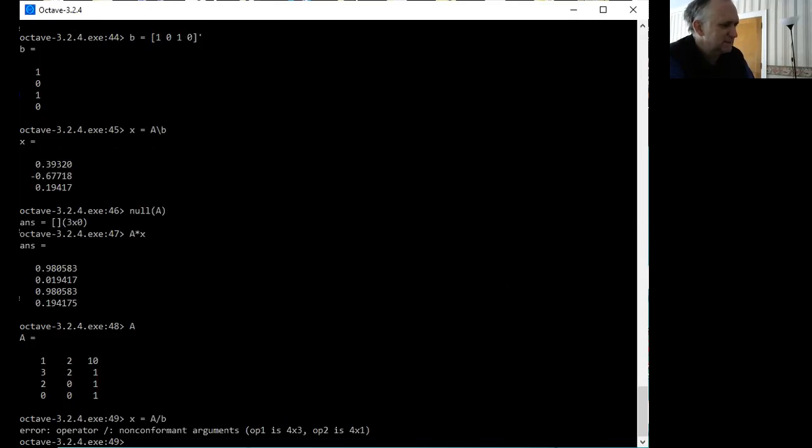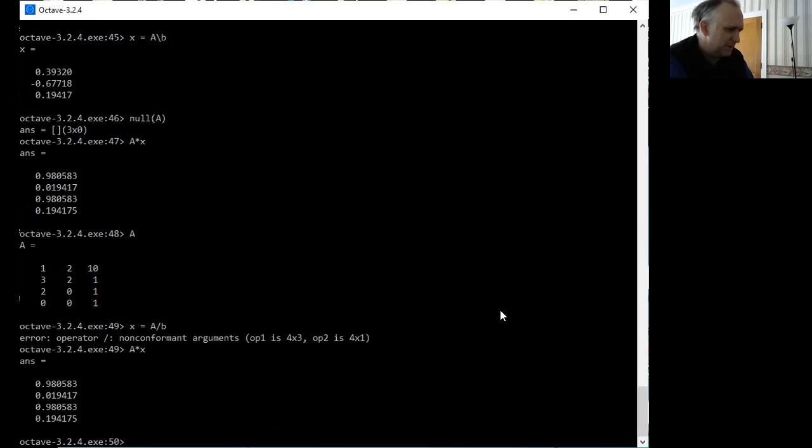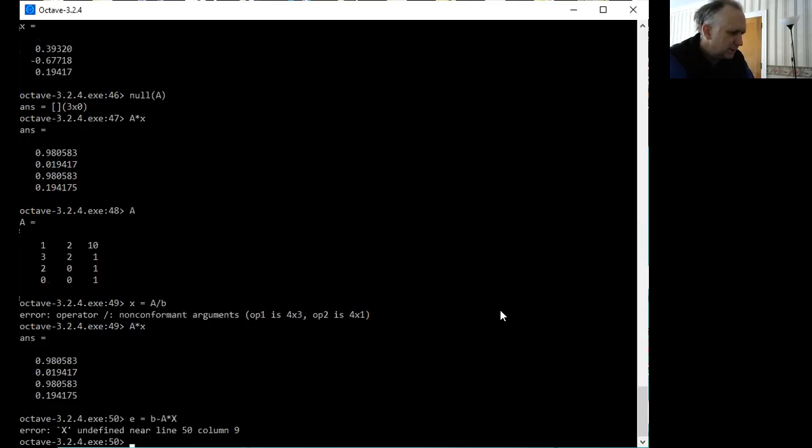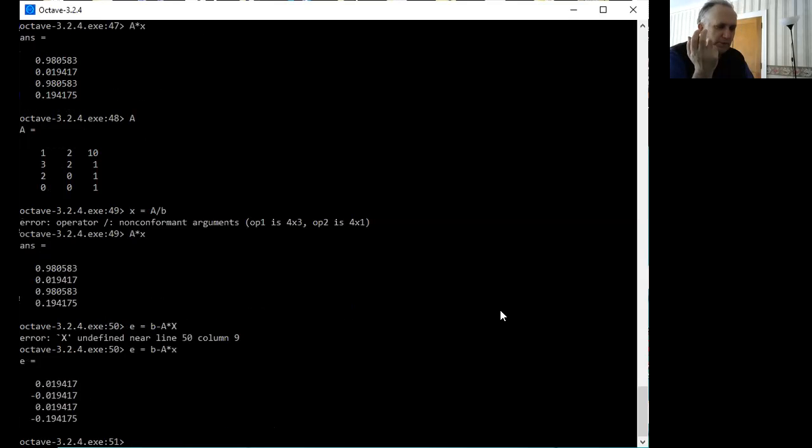Let's do A times X, right? And then compare it to B. That's A times X. That's not B, right? You see it's very close, but it's not B. So there's your error vector. E is equal to B minus A times X. Yeah, there's your error vector. Pretty small error, right? It got us pretty close.